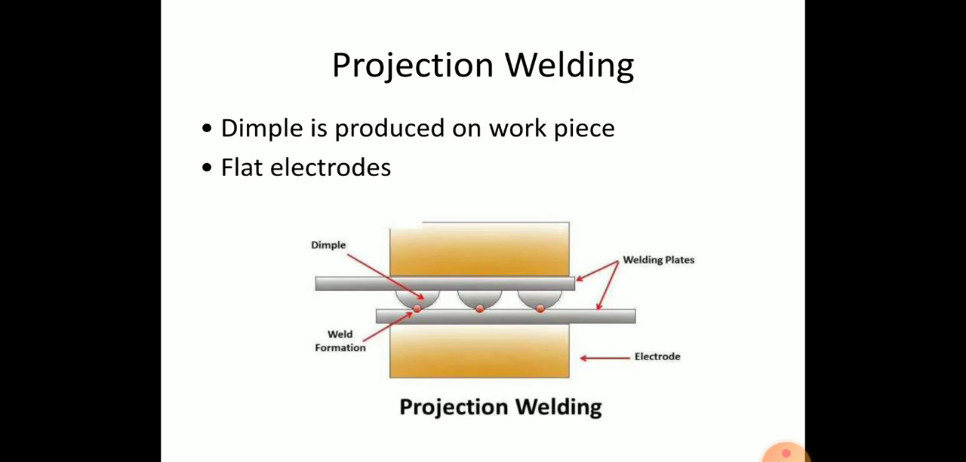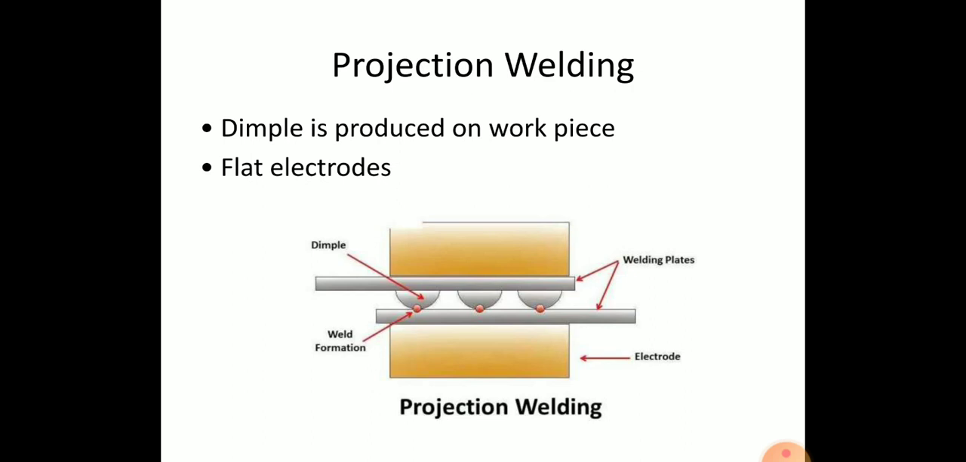to localize the current at the predetermined spot. Thus the surfaces of the workpieces are in contact with each other only at the projections. See in the figure, a dimple is produced on a workpiece, and flat electrodes are used in projection welding. As the current is switched on, it will pass through this projection because of heat produced due to the resistance to the flow of electric current.